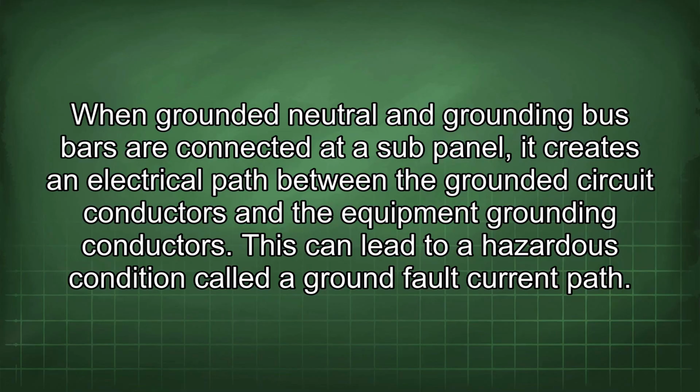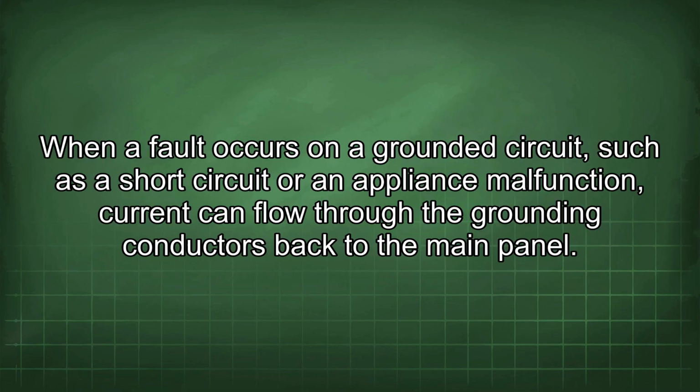When grounded neutral and grounding bus bars are connected in a subpanel, it creates an electrical path between the grounded circuit conductors and the equipment grounding conductors. This can lead to a hazardous condition called a ground fault current path. When a fault occurs on a grounded circuit, such as a short circuit or an appliance malfunction, current can flow through the grounding conductors back to the main panel.